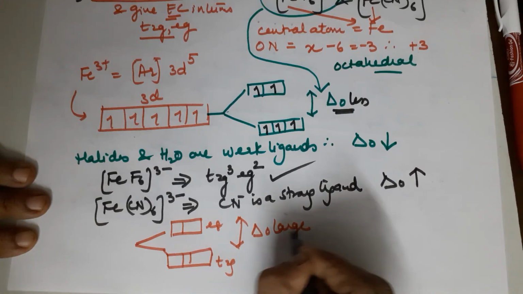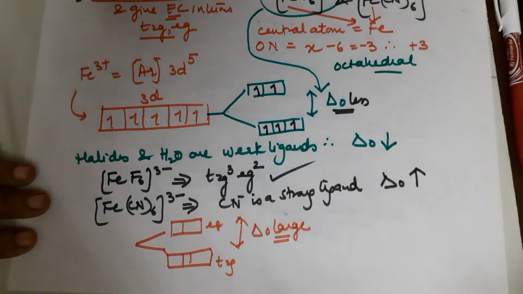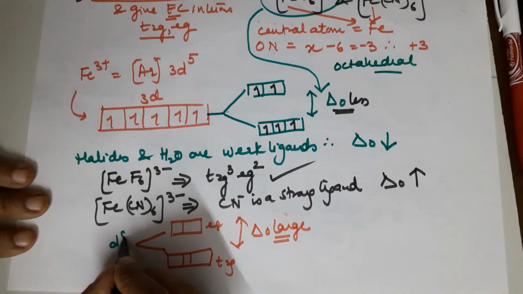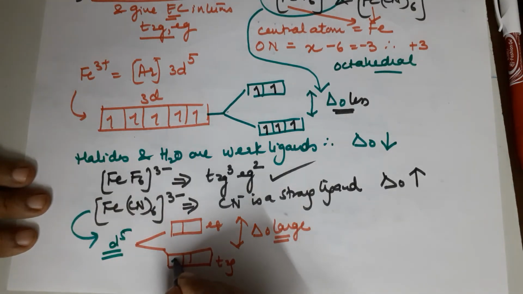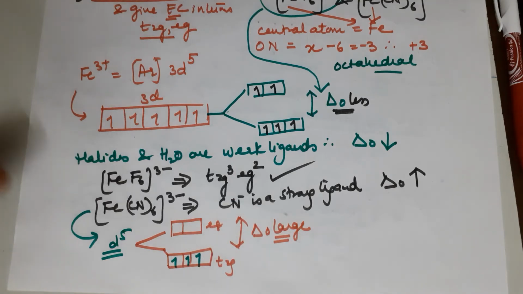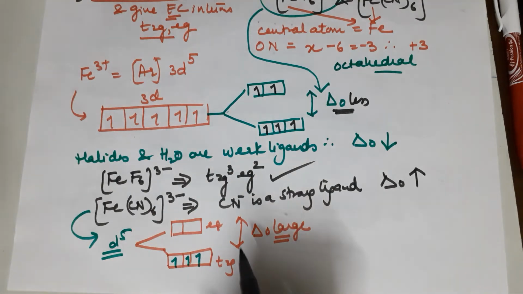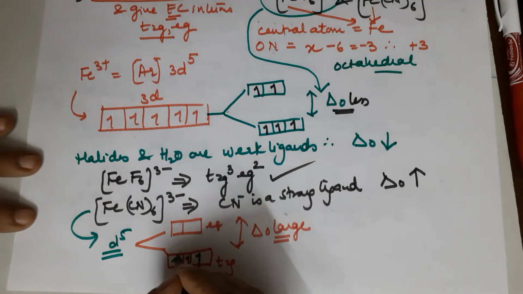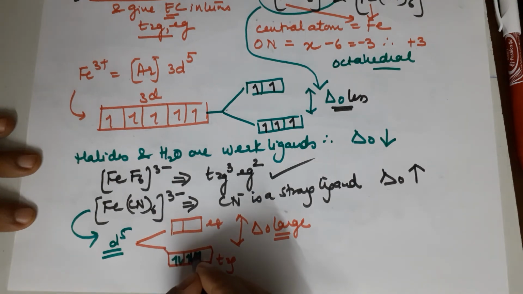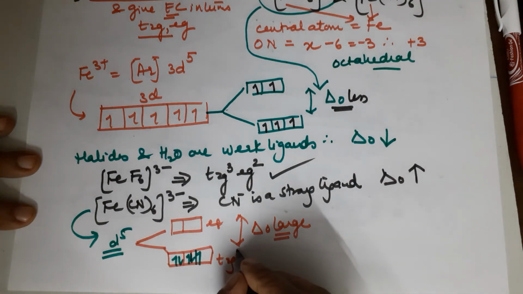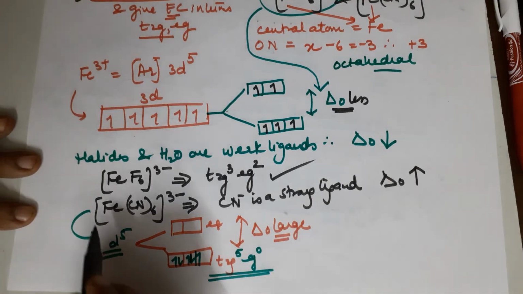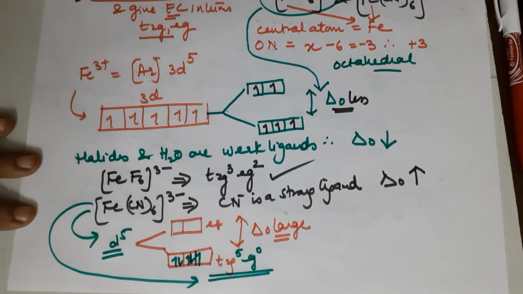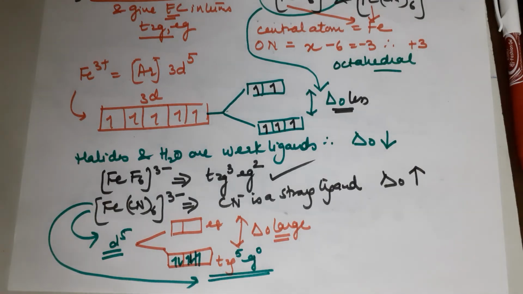Why is this large? Because the ligand is strong. Now I need to fill up how many electrons? d5. If I want to fill up d5 electrons for this complex, 1, 2, 3. Now will the electron jump up? No, because the gap is large. So the electron will have to pair up here. So your configuration becomes t2g5 and eg is 0. In case of this complex, that is how you would write the configuration.